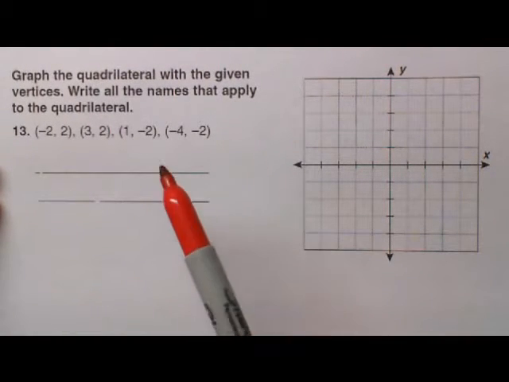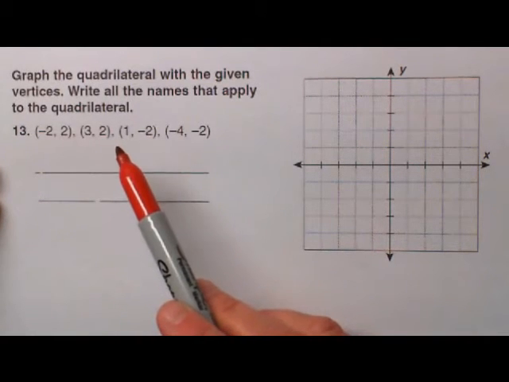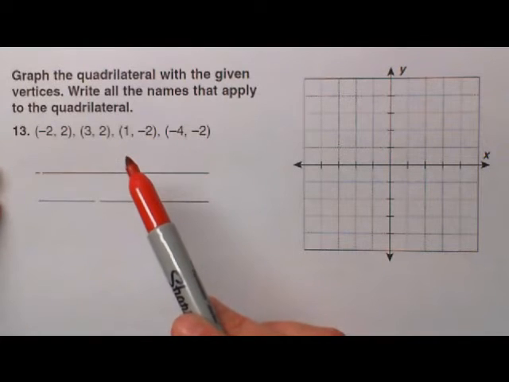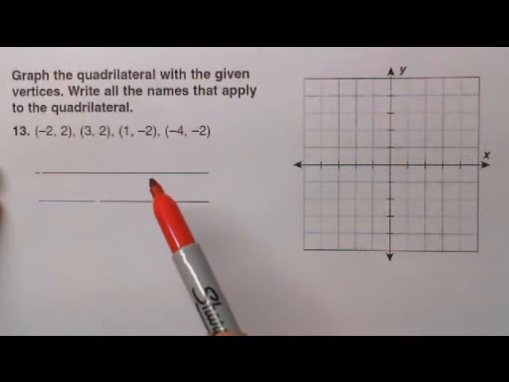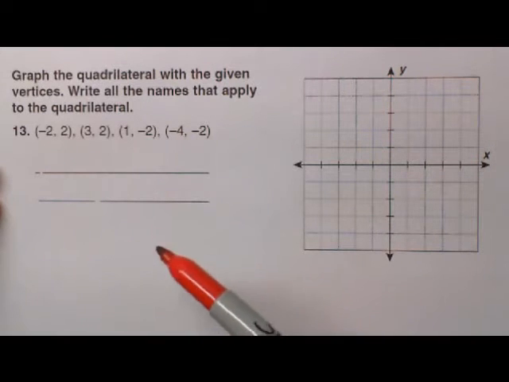So as promised, another thing we'll need to do is graph the vertices of a quadrilateral and then identify it by all the names that apply to it. So I have some points here, and I'm going to graph them, and I'll be right back. Now would be a good time for you to stop and sketch this out in your book.